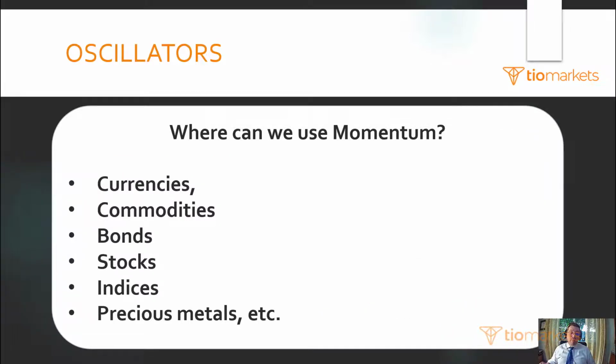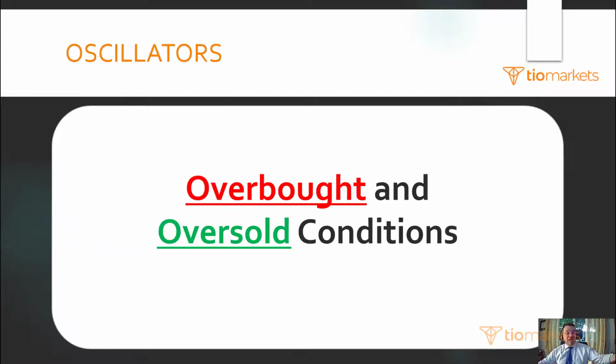Where can we use momentum? We can use it on currencies, commodities, bonds, stocks, indices, precious metals, you name it. Anything that you can get data on, you can apply to a chart, and then add and measure its momentum. So again, what we're looking to measure is the overbought and oversold conditions.